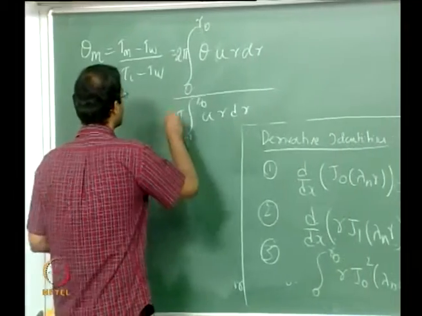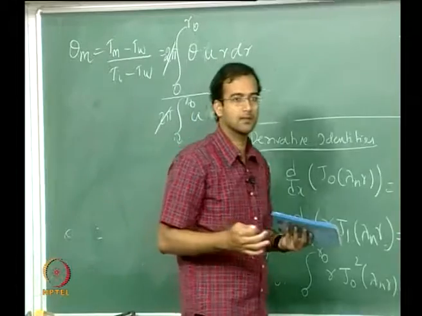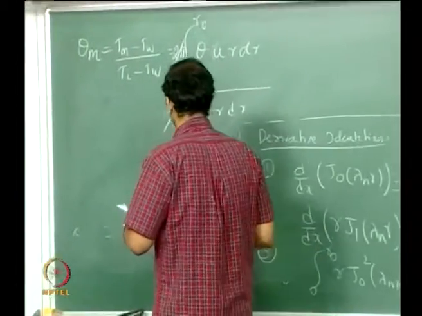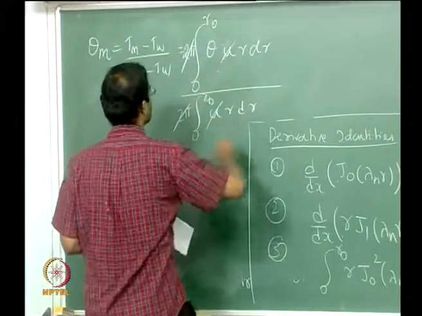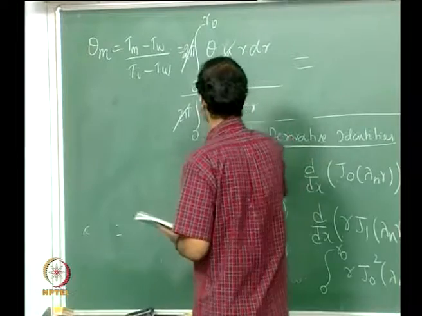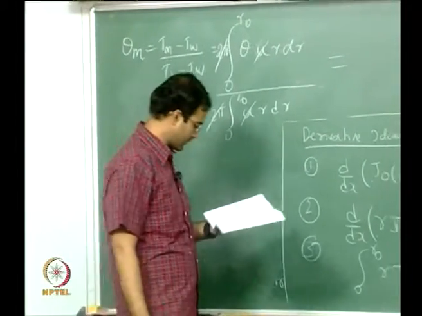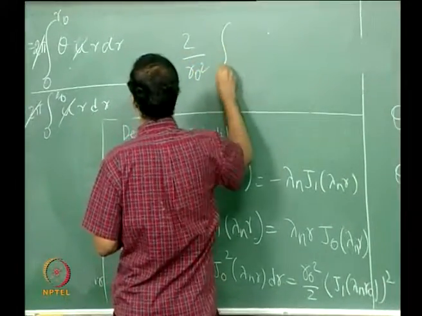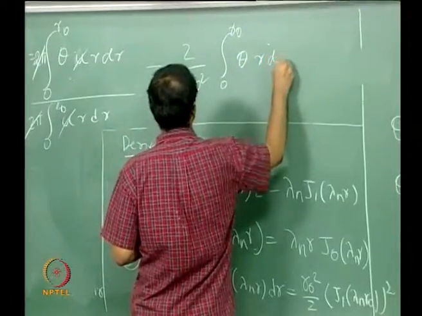Now in your present case your u is a constant, this is a plug flow case, so therefore u can be taken out of the integral and cancelled off straight away. So integral 0 to r naught r dr will be r naught square by 2. So this can be written as 2 by r naught square integral 0 to r naught theta r dr.